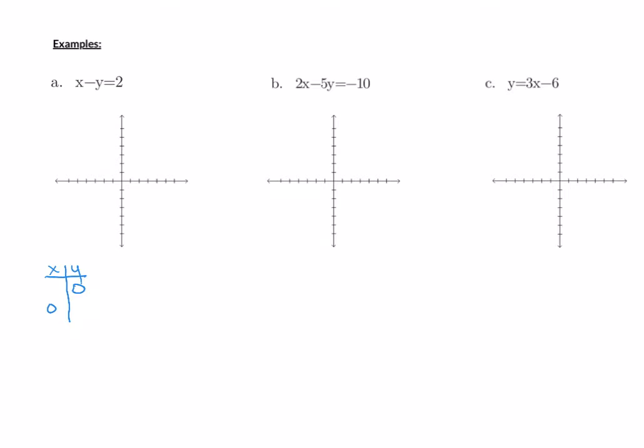And we're just going to plug in 0 for each of our variables to find the other one. So for my x-intercept, I plug in 0 for y and solve. So if we do this, my y term goes away, and I am just left with x equals 2. So when y is 0, x is 2.